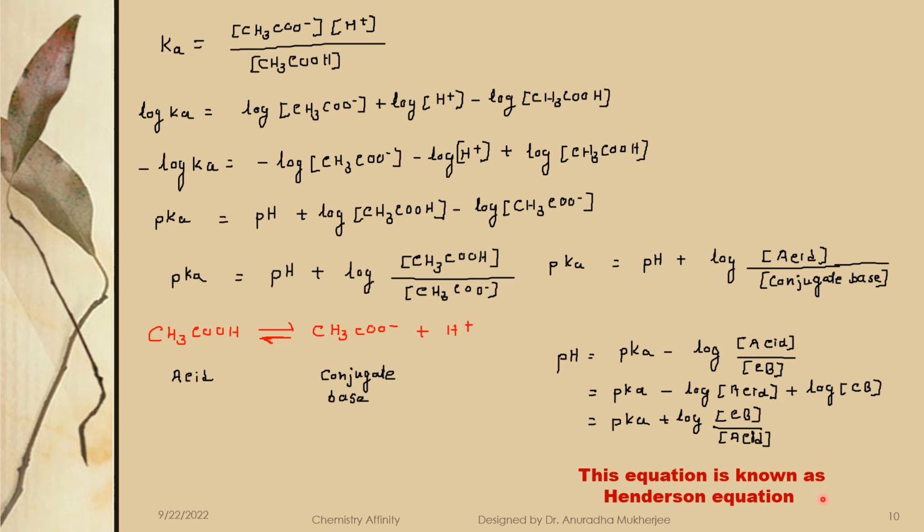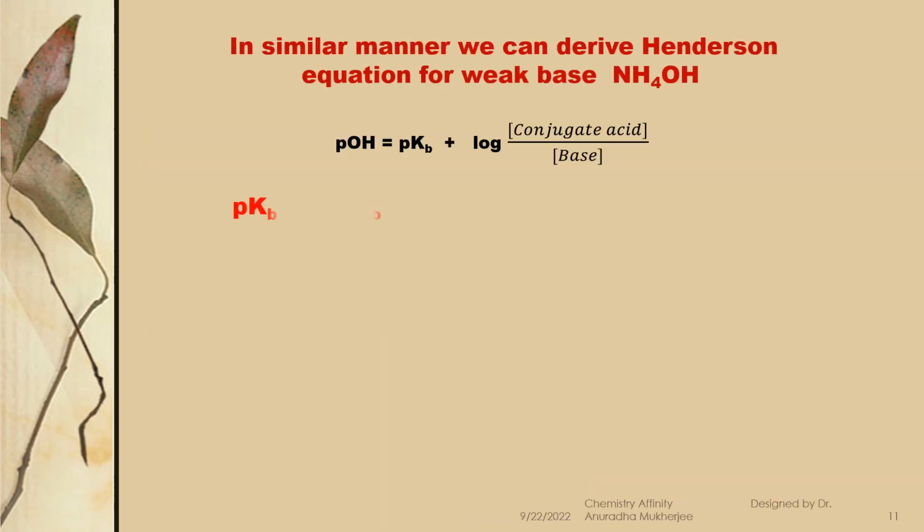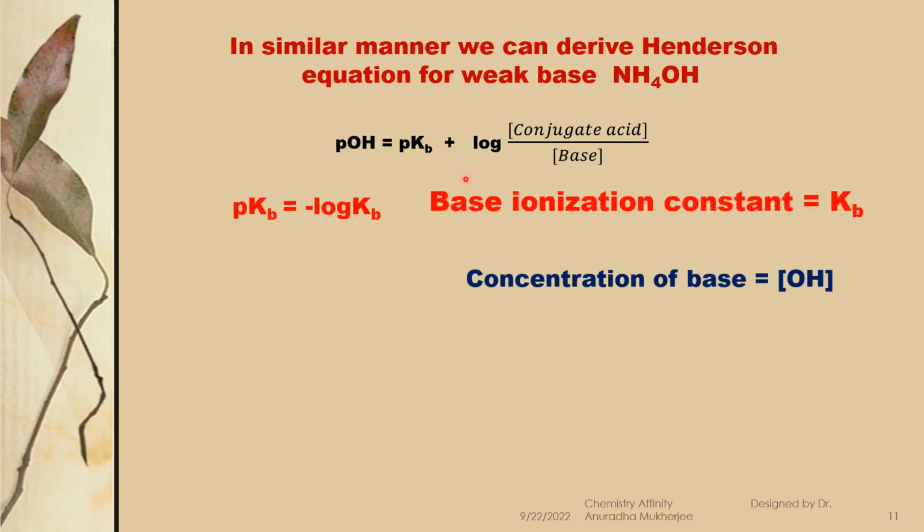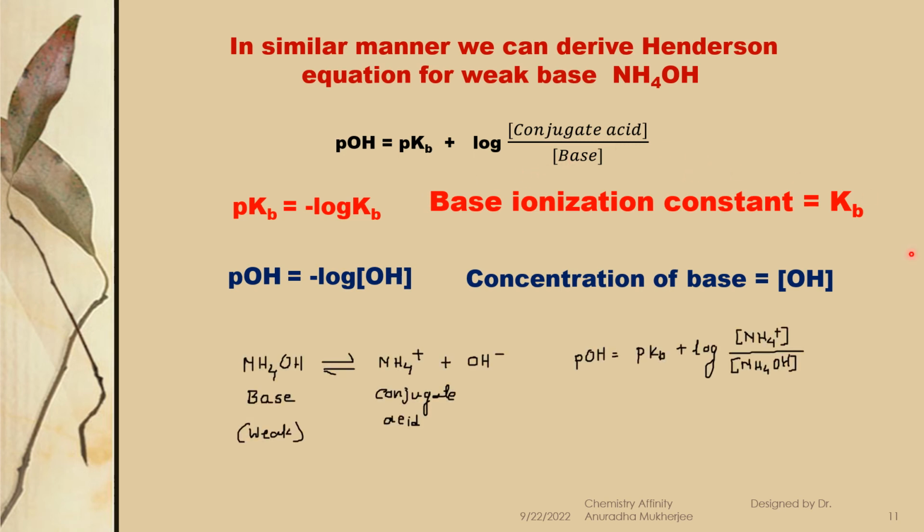Now the same reaction and equation we can apply for the weak base concept, so we can derive the Henderson equation for the weak base. This is the equation for the weak base: pOH equals pKb plus log of the concentration of conjugate acid divided by the concentration of base. Here we have taken the example of ammonium hydroxide. Ammonium hydroxide is a weak base. When it dissociates, it gives the conjugate acid, that is NH4 plus, and OH minus.